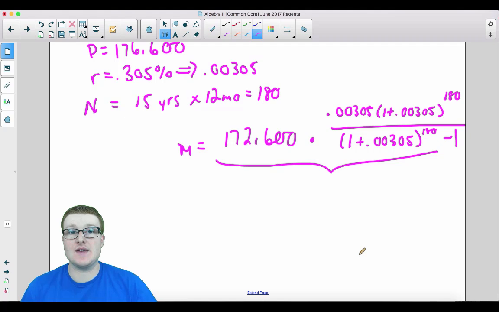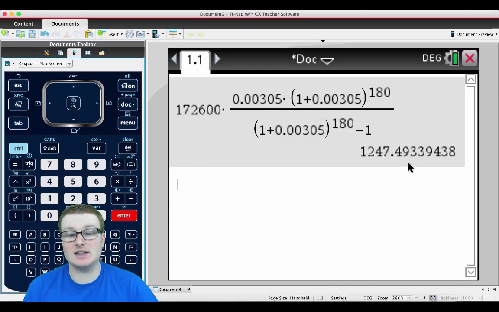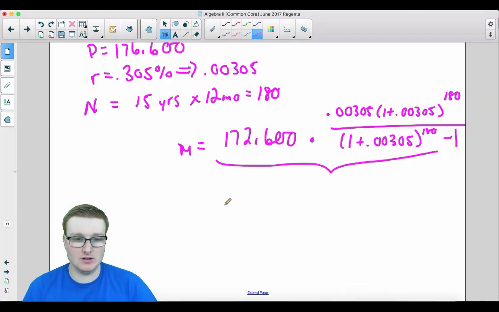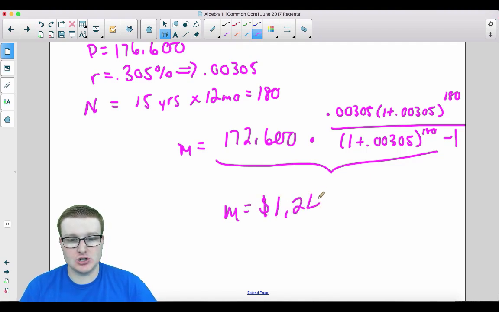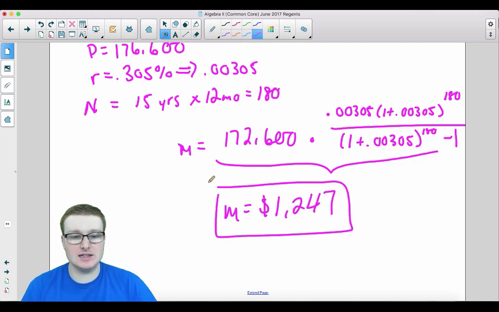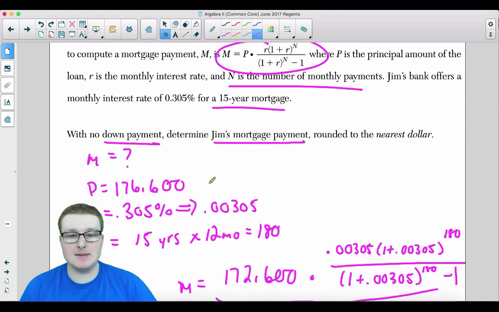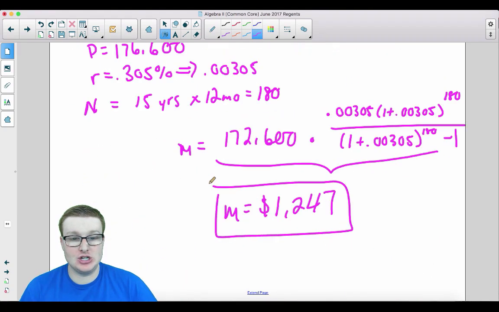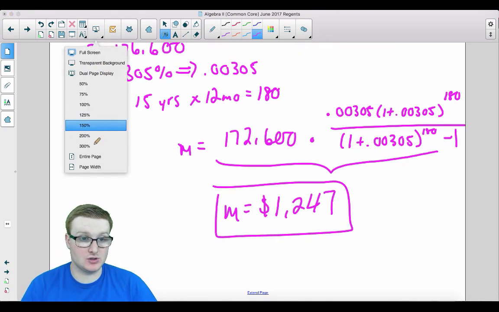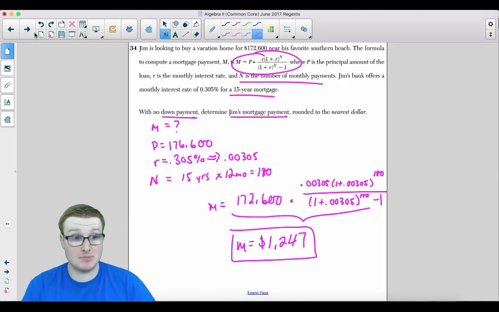Remember, folks, if it's 50 cents or more, you round it up. It's exactly 49 cents. You have to keep it at $1,247. So the mortgage is $1,247. Ladies and gentlemen, that is the monthly payment that Jim has to pay per month to pay off the house. Okay, that's how you do that part of the question.